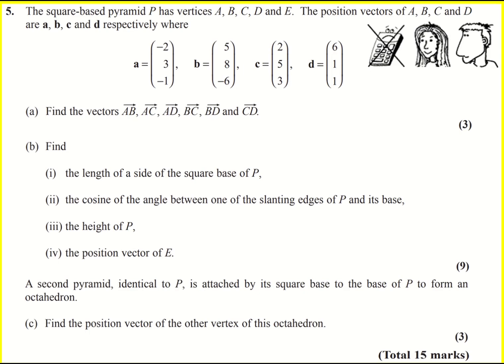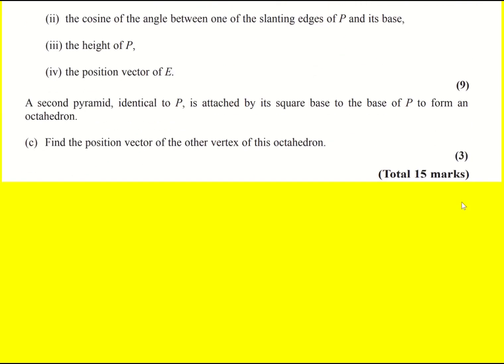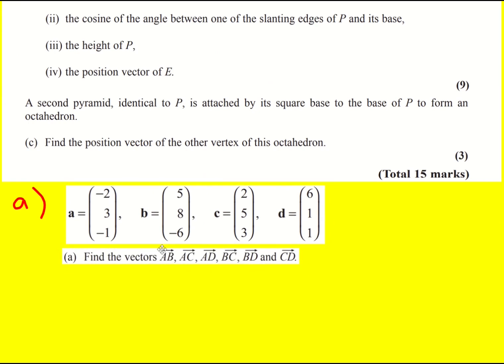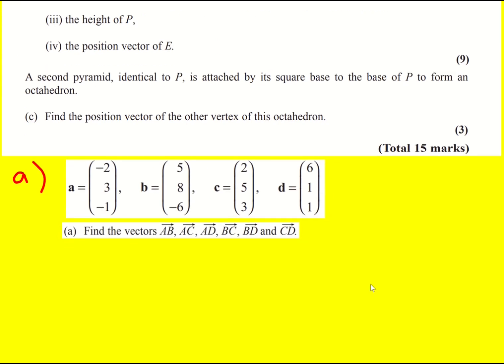In this question, we're told about a square-based pyramid, P, which has vertices A, B, C, D, and E. The issue is that we don't know which point is where. We can't guess, we need to figure it out. And part A helps us along the way to doing that, if we actually find the vectors AB, AC, and so on.